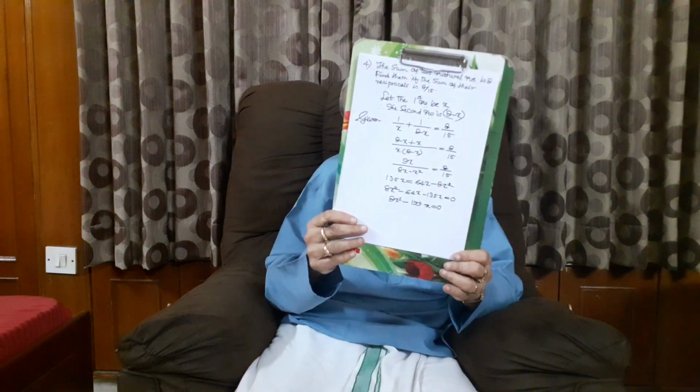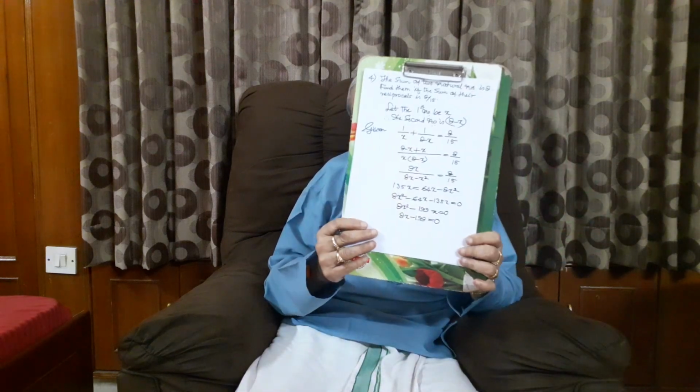And then what is the common factor there? Take x out. 8x minus 199, that is equal to 0. Am I right? Therefore, 8x is equal to 199. What is x equal to? 199 by 8 came. That number is how much?